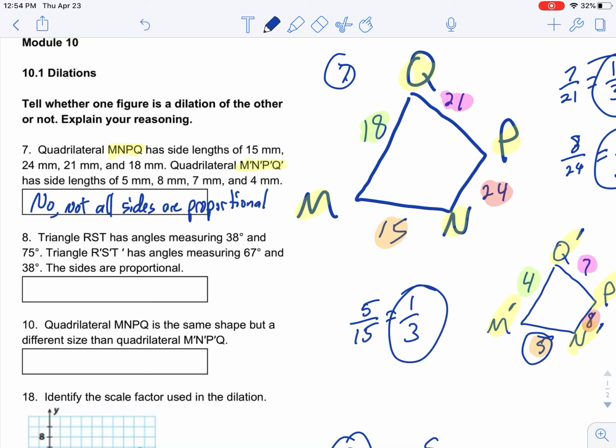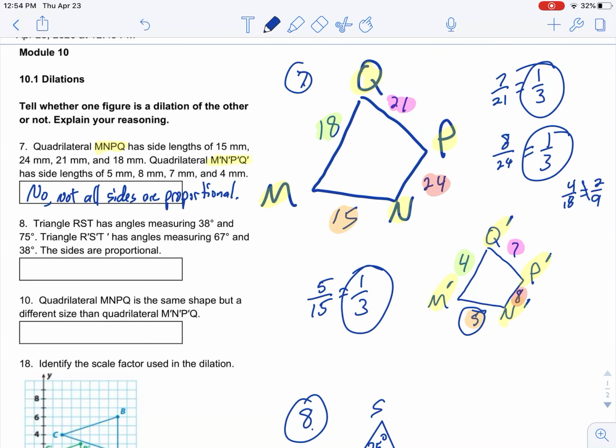And proportional basically is what I showed you there. They don't all reduce to the same fraction. So no, not all sides reduce to the same fraction. Not all sides are 1/3 the size of the others. There's a few different ways you could explain it that should probably be good enough. But so you pair up the sides. So that's one way to tell that two shapes are dilations.